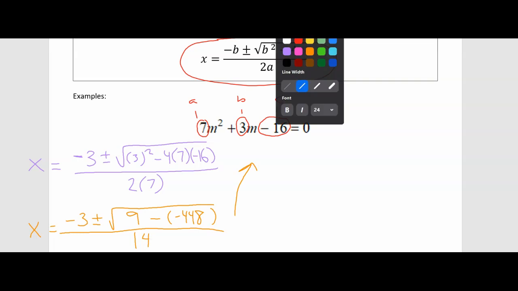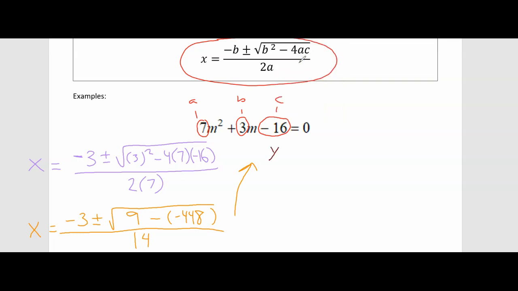Let's come up here. That's going to give me x is equal to negative 3. Let's not forget that plus or minus sign. 9 minus negative 448 is like adding, right? So it's actually going to be 9 plus 448. That gives us 457 all over 14.